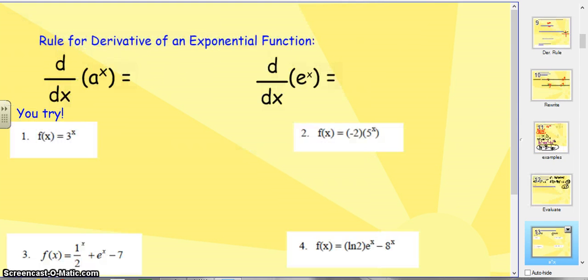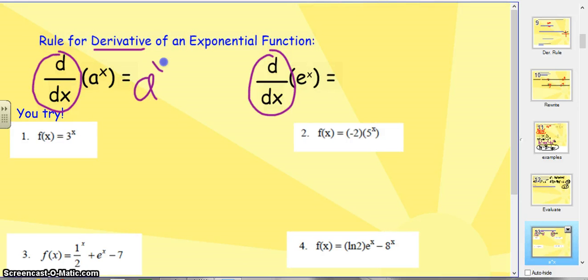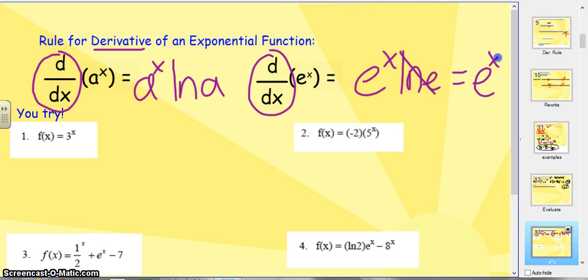Okay. The last rule we're going to do is the rule for the exponential functions. This also means derivative. Okay, that's just another way it's written. So this df, dx means take the derivative in terms of x. So the derivative of any exponential function is the same and then ln of the base. So it's going to be a to the x, ln a, and then anything with e to the x is e to the x, because ln e equals 1. So e to the x ln e is 1, so it's just e to the x.